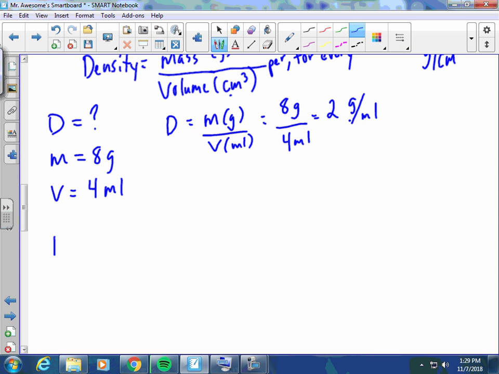All right, but then you guys struggled a little bit when I did this. Not all of you, but many of you. Let's say the density is 3 grams per cubic centimeter, and let's say the volume is 10 cubic centimeters. What is the mass? And then people struggled a little bit.